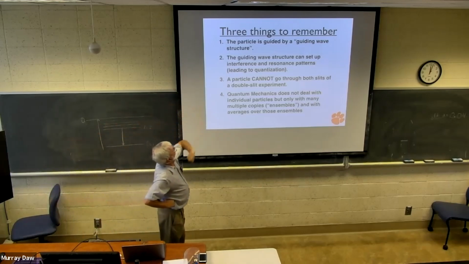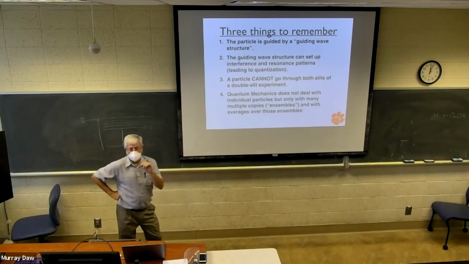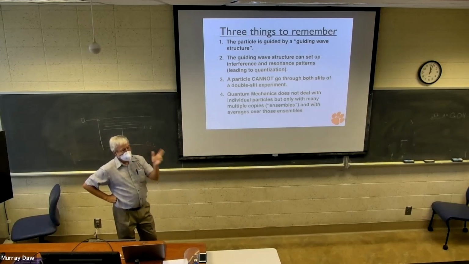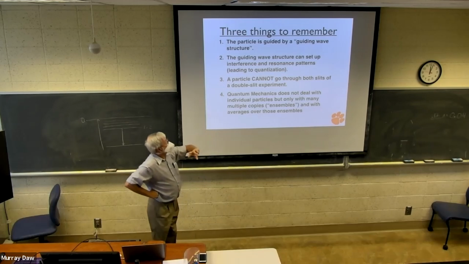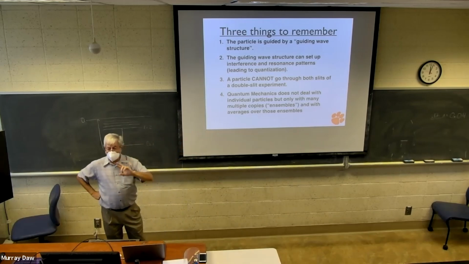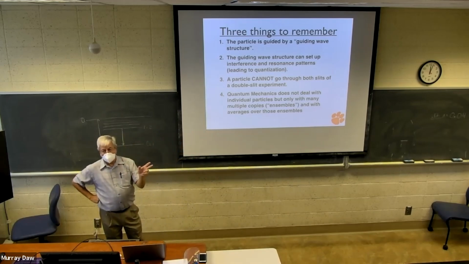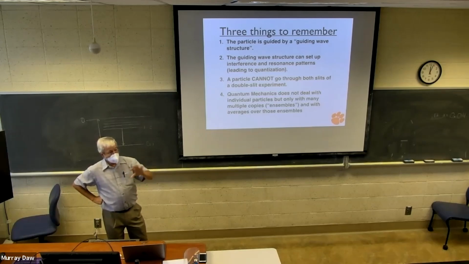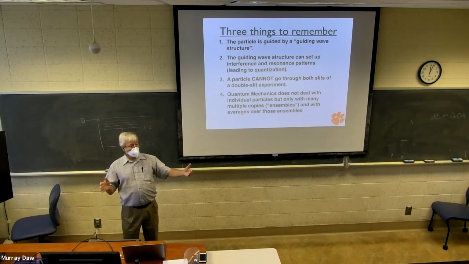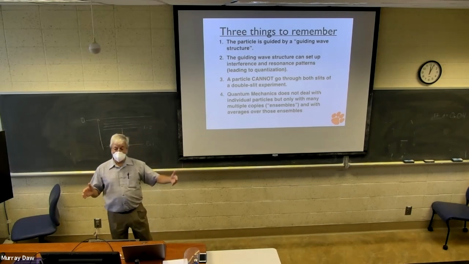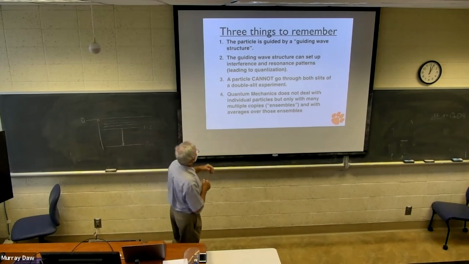Okay, the particle is guided by a guiding wave structure, details of which we don't yet know. The guiding wave structure can set up both interference and resonant patterns, which lead to quantization of the electron orbit. So we're going to understand electron motion as being governed by this guiding wave structure, and that somehow it's going to be the resonance of this guiding wave structure that quantizes the motion of the electron. And this is going to explain, for example, the hydrogen spectrum.